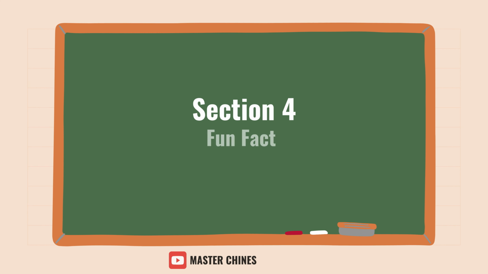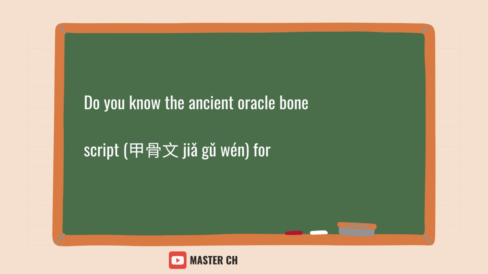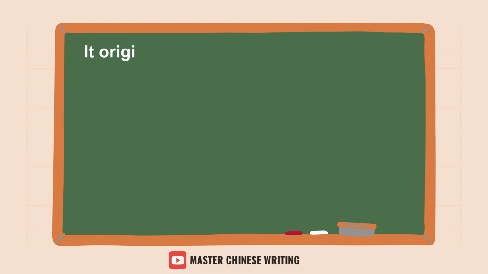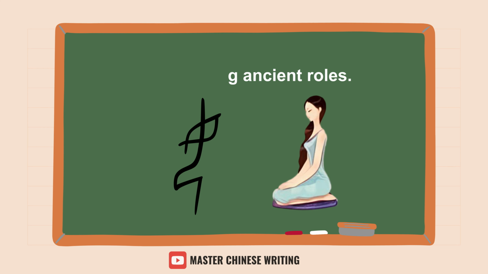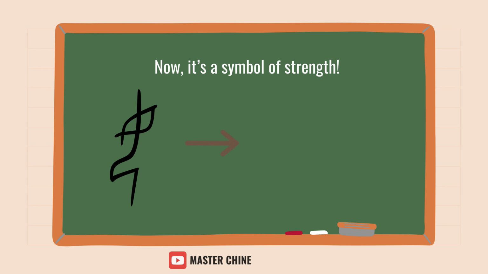Section 4. Fun fact. Do you know the ancient oracle bone script for 女? It originally depicted a woman kneeling, reflecting ancient roles. Now it's a symbol of strength.